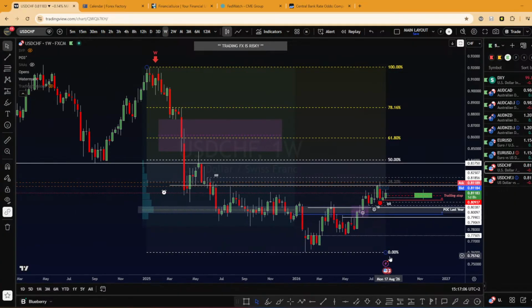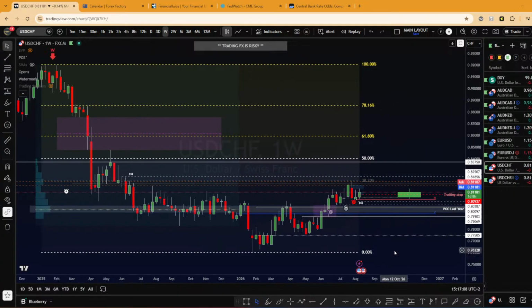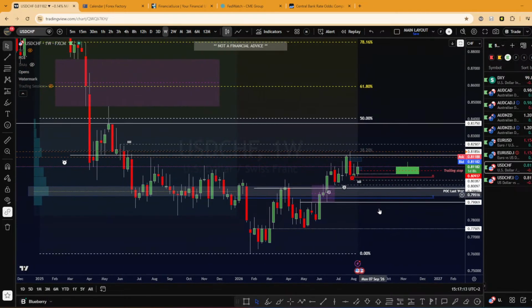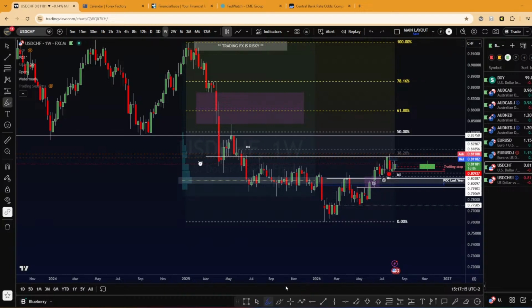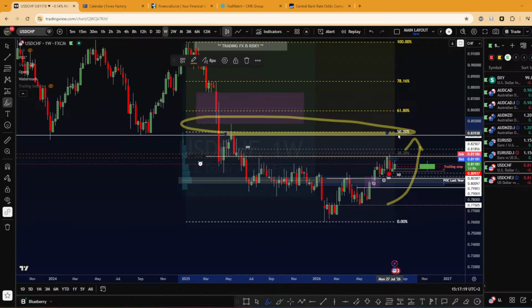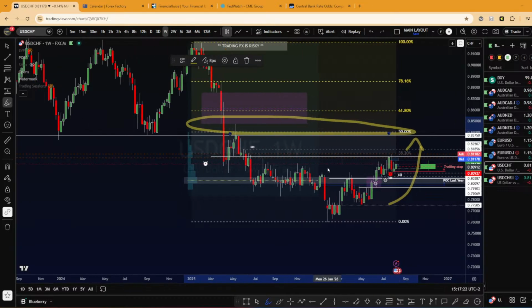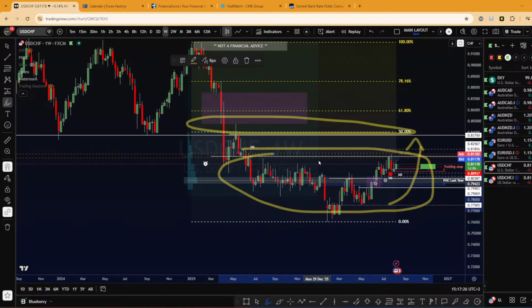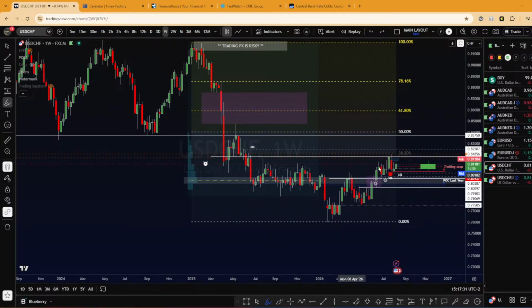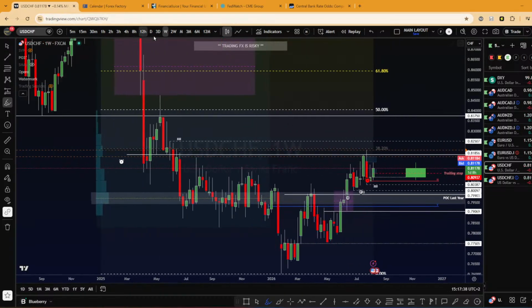So if we had some USD strength, I think we could potentially continue to push price at least towards this 50% right there. And this is oversold price, you see. So I think on weekly time frame, USDCHF is oversold. So at some point we will need to retrace towards the 50%. So long term, I'm bullish on USDCHF.